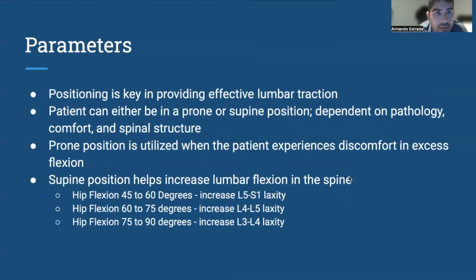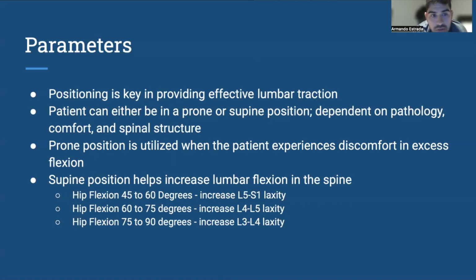Next slide. Also, positioning is a key parameter in providing effective lumbar traction. Patients can either be in a prone or a supine position, and this is highly dependent on the patient's comfort and spinal structure. Prone position is usually utilized when the patient experiences discomfort in the supine and flexed position. An example of a pathology in which we put the patient in a prone position would be a posterior disc protrusion or herniation. In that case, you'd want to put them in prone as opposed to supine.